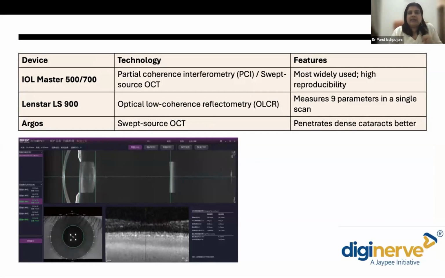So there are two main devices that are using this technology. One is the IOL Master, and then we have the Lenstar. Let's not go into details of this, but it is important for you just to know that optical coherence biometer takes care of multiple parameters to give you a precise biometry for newer and advanced intraocular lenses.